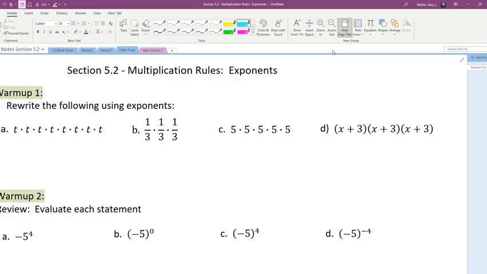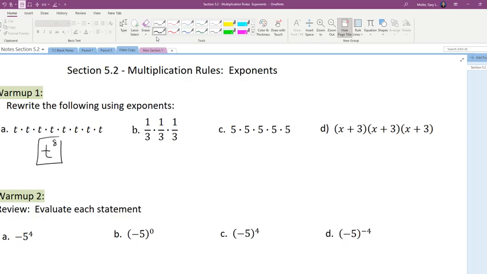All right, so warm-up number one is just asking us to get comfortable with this idea of what is an exponent. And an exponent is just a more efficient way of writing a repeated multiplication. So we have 1, 2, 3, 4, 5, 6, looks like 8 t's being multiplied together. And we know that as an exponent, we can write that more efficiently. So t to the 8th would be the answer here.